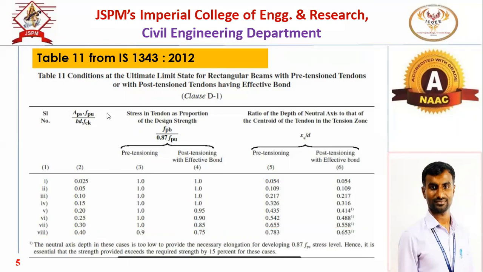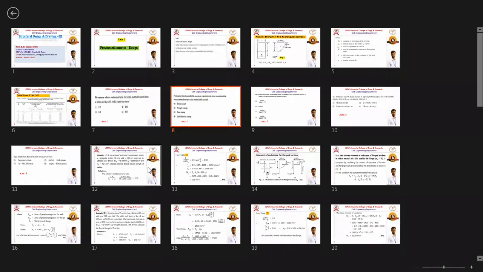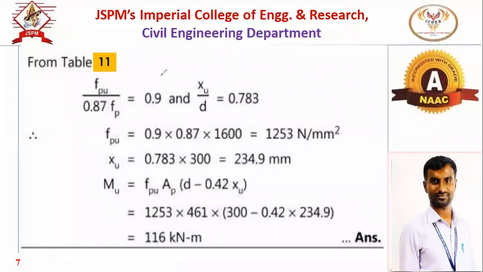Okay. Now once you get xu by effective depth, we can find out the ultimate tensile strength. Okay. So using these values from table number 11, now you can get the ultimate tensile strength of that cable. So as this ratio is known to us, this is 0.9. So ultimate tensile strength of the cable will be just cross multiplication. So the initial tensile strength they have given for that cable, that is 1600, 0.87, that is the factor of safety for that steel. And this is 0.9, the stress in tendon from table number 11. So if you do this calculation, the ultimate strength at failure will be 1253 Newton per mm square.